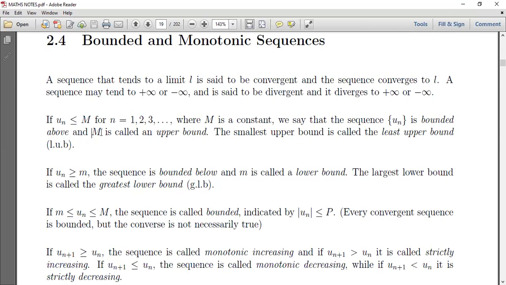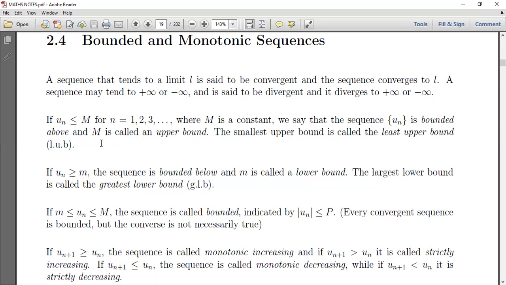3 is the upper bound of that sequence. But we have got the smallest upper bound, which is the least upper bound, called the LUB. So in that sequence, 1 over n, which is 1, 1 is the least upper bound.